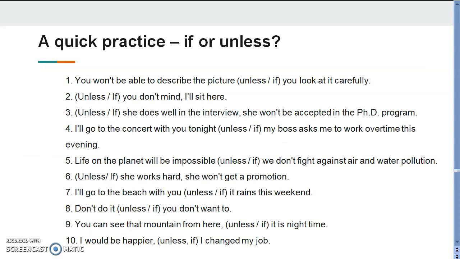A quick practice using if or unless. You won't be able to describe the picture if you look at it. Does that make sense? No. You won't be able to describe the picture unless you look at it carefully.